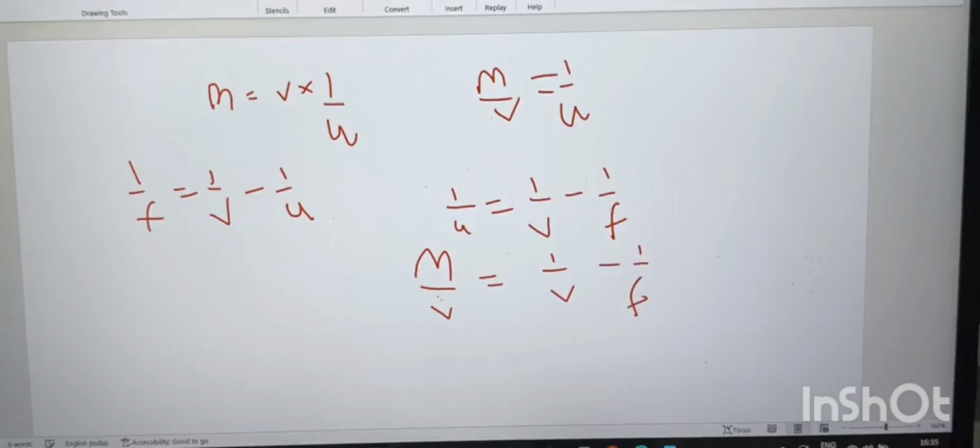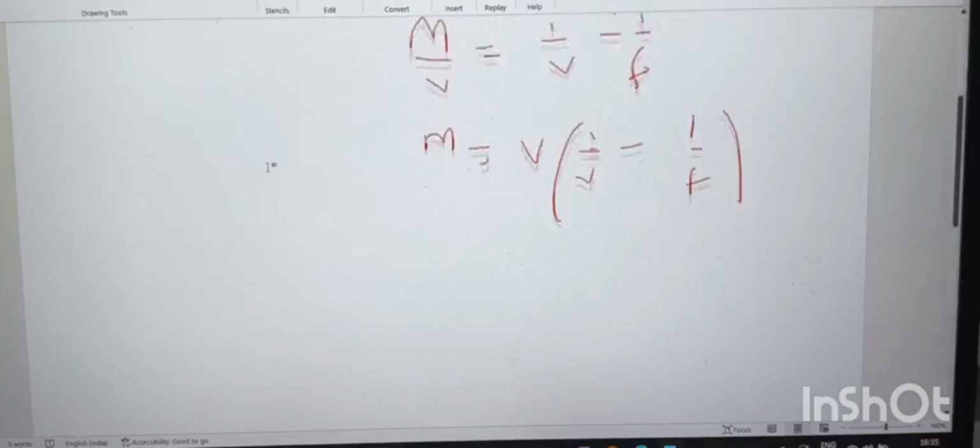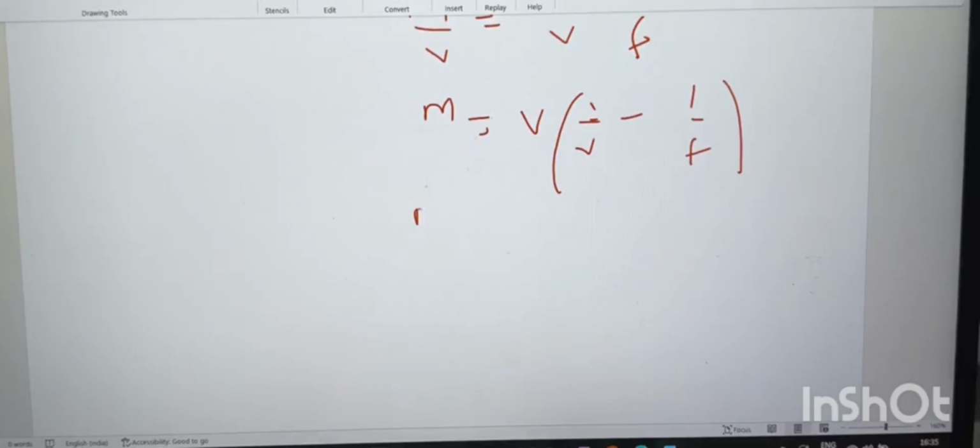Only magnification we need, right? So send the v to the other side. Then m is equal to, since it is in division, when it goes to the right it becomes multiplication, v into (1 by v minus 1 by f). Now multiply inside the bracket. We get magnification equal to v into 1 by v, where v and v cancel, giving 1, then minus v into 1 by f, which becomes v upon f.